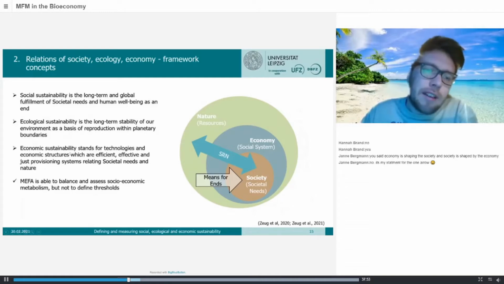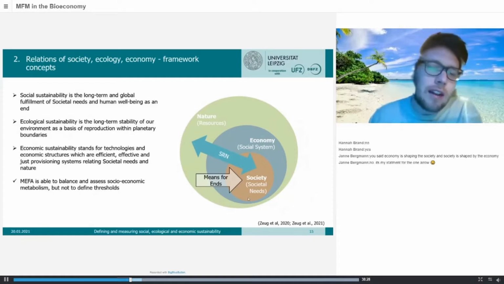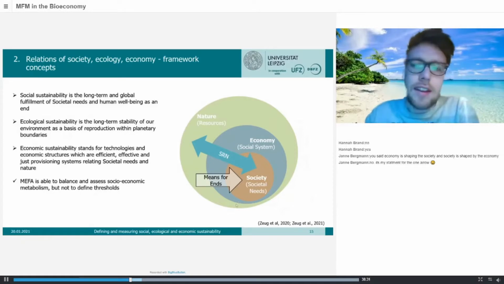And now the important thing, economic sustainability stands for technologies and economic structures which are such efficient, effective, and just provisioning systems that they are relating societal needs and nature in a meaningful way. So the definition of economic sustainability is to provide the economy, for example, a bioeconomy and a societal transformation, which actually enables us to fulfill our societal needs within our planetary boundaries. And that's why economy as well as nature are means to fulfill our ends in a sustainable way.